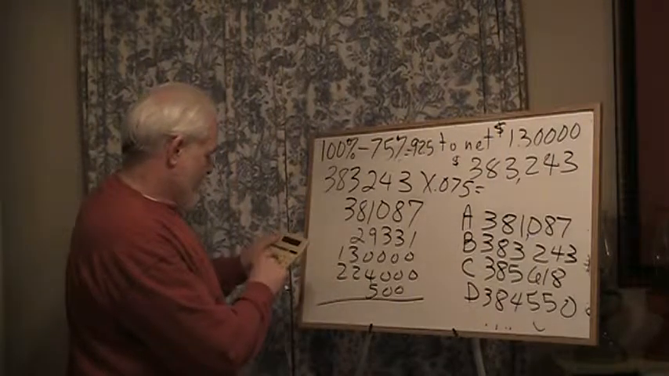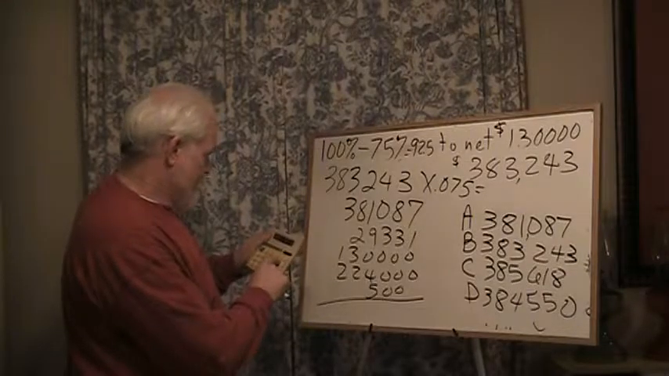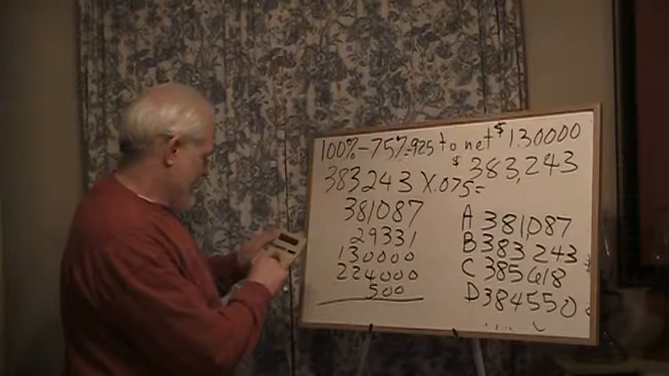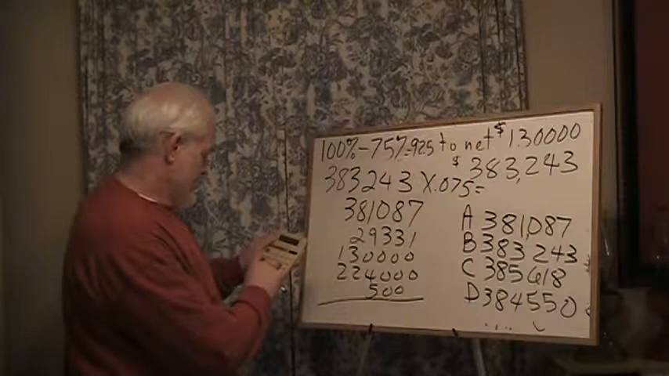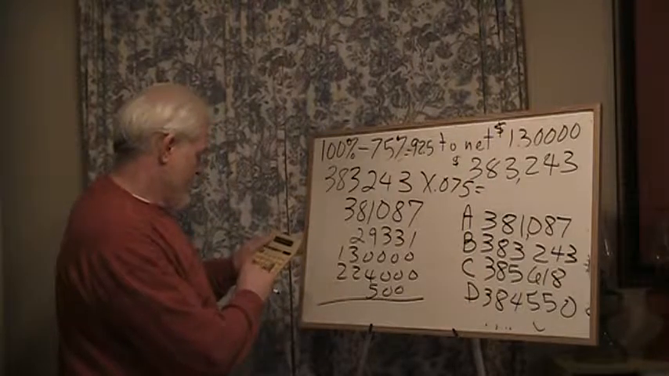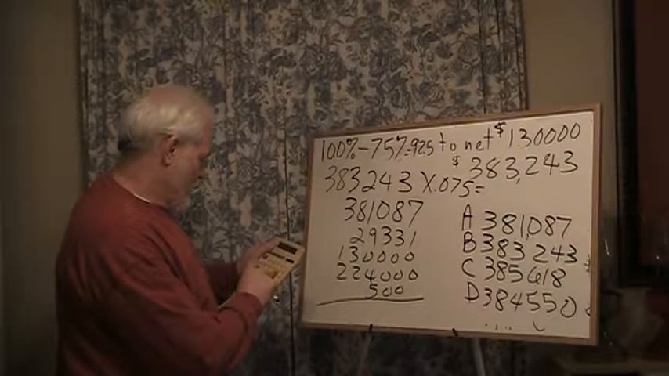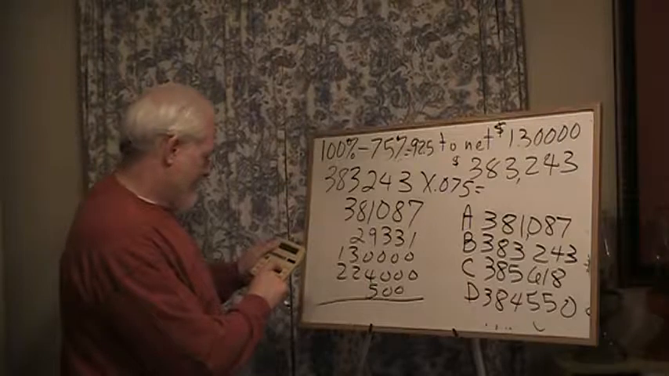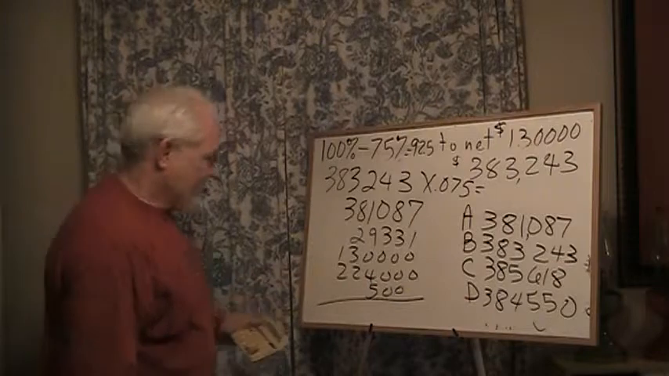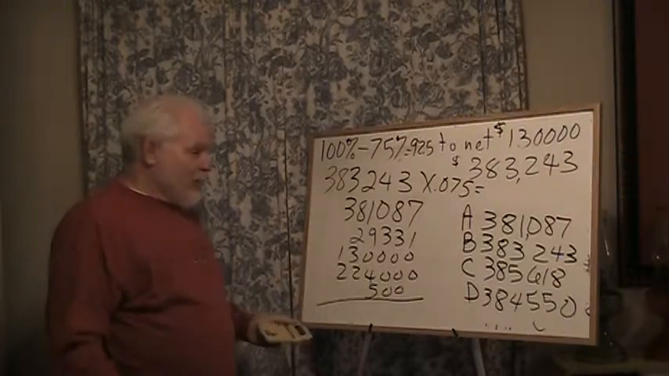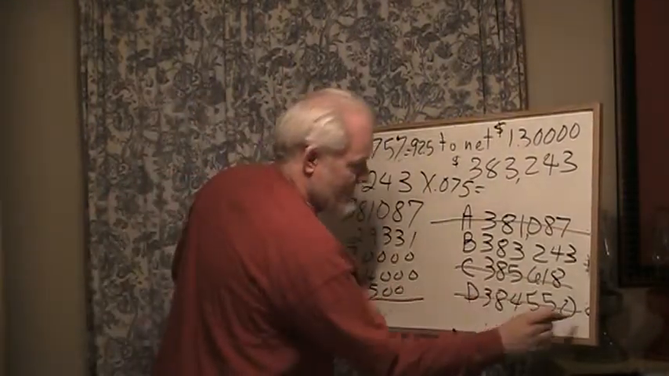We got 381,087 minus 29,331 minus 130,000 minus 224,000 minus 500 equals, it doesn't equal 0. That must be the wrong answer. And you could do that with the 4 choices.